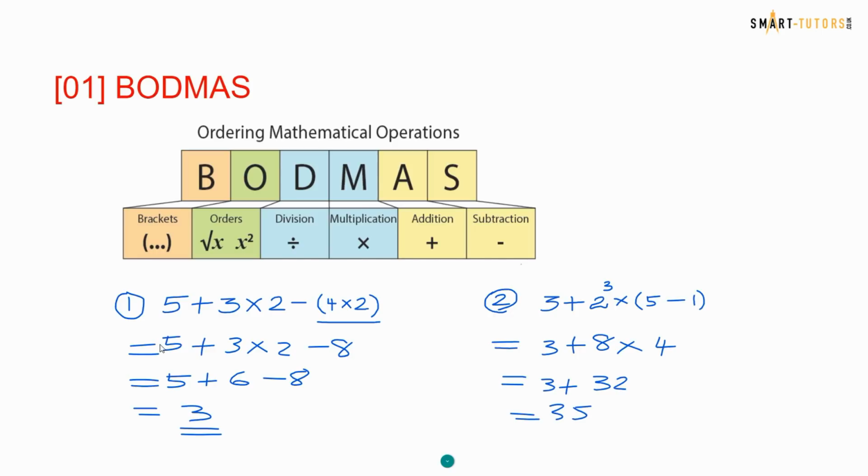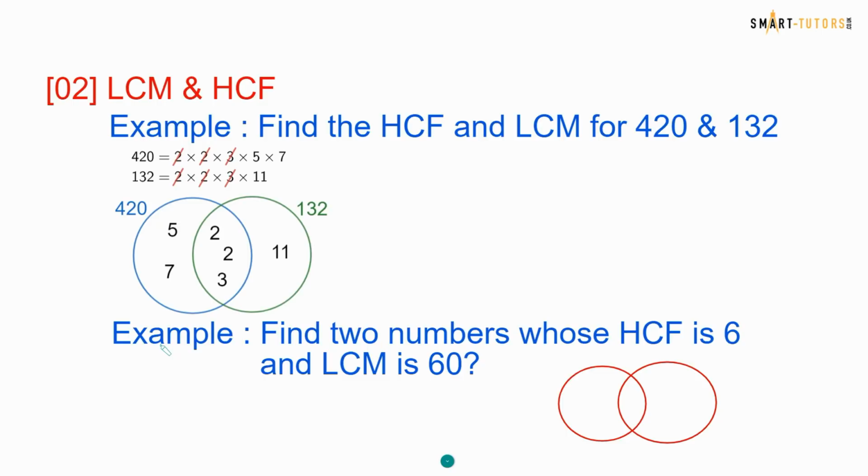Topic 2. LCM and HCF. Lowest common multiple and highest common factor. Here we have done an example. Find the HCF and LCM for 420 and 132.